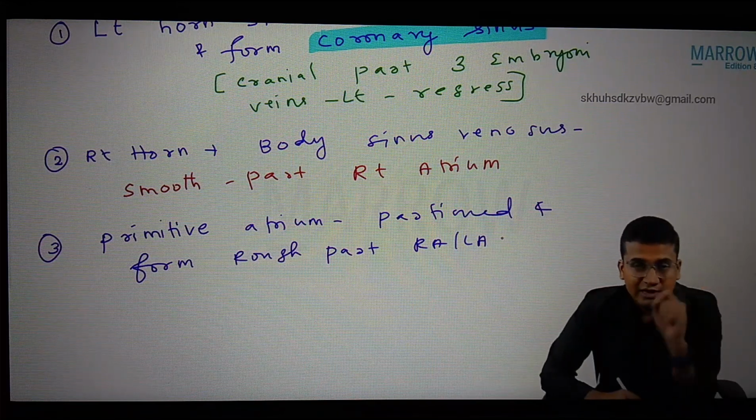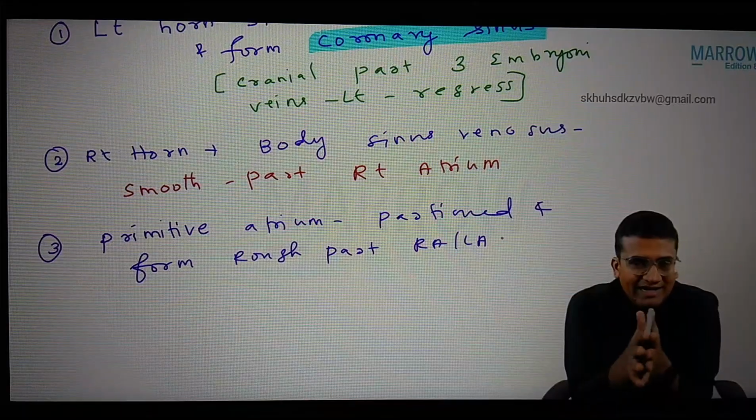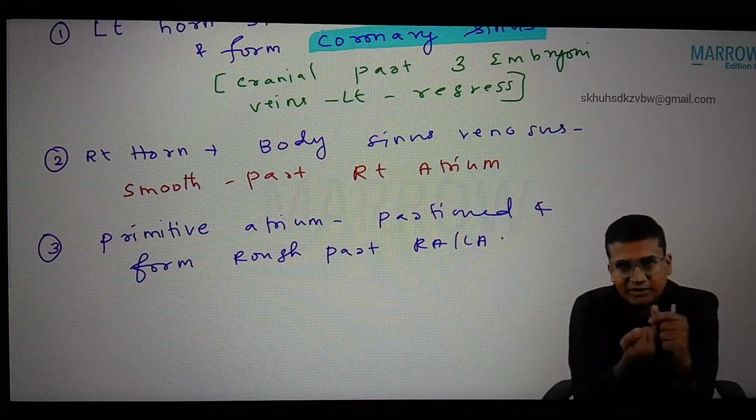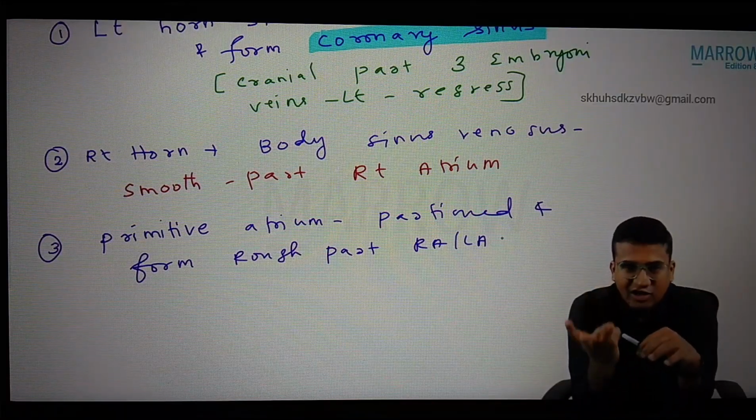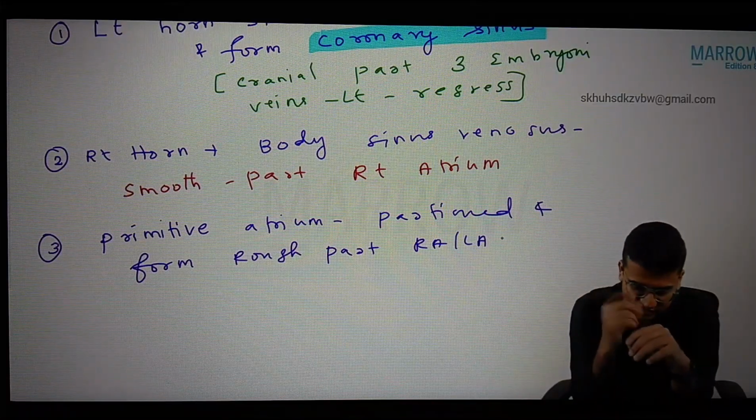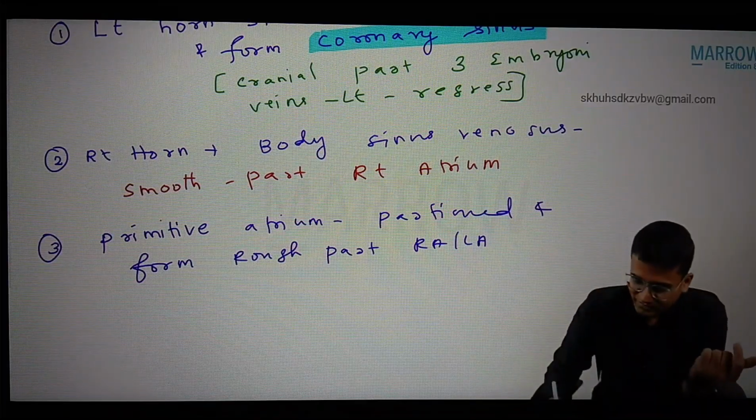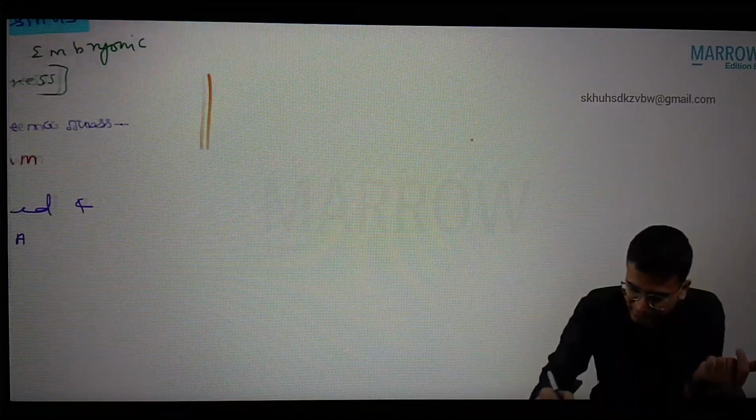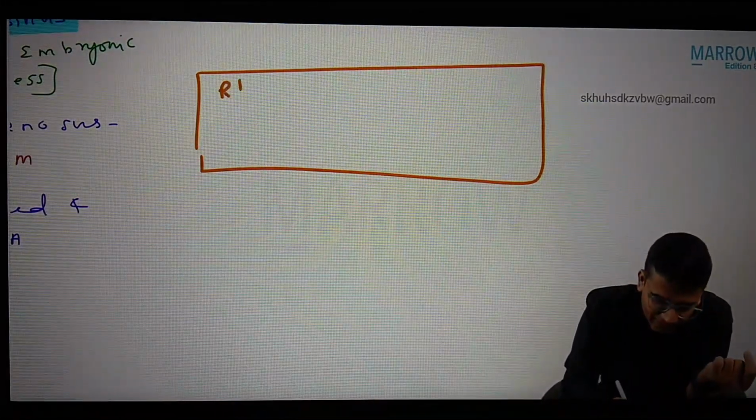So now we know the development of the right atrium. The right atrium has two parts, the smooth part and the rough part. The smooth part of the right atrium comes from the right horn and the body of the sinus venosus. The rough part of the right atrium comes from the primitive atrium. Clear?